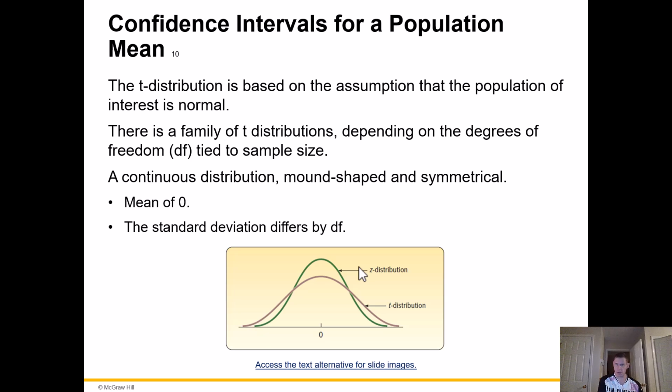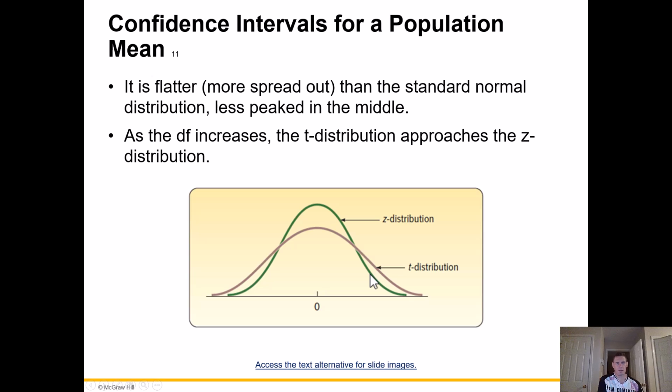A continuous distribution is generally mound-shaped, and we can look at the shape. It's mound-shaped and symmetrical. We assume the mean is 0 and that the standard deviation differs, again, depending on the degrees of freedom. So it's flatter, more spread out than the standard normal distribution and less peaked in the middle. As we can see, as the degrees of freedom increase, the T distribution approaches the Z distribution.